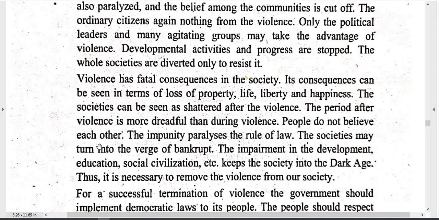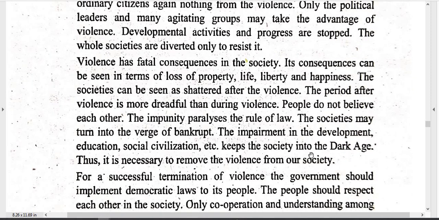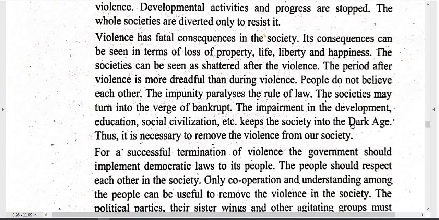People do not believe each other. The impunity paralyzes the rule of law. The societies may turn to the verge of bankruptcy. The impairment in the development, education, social civilization, etc. keeps the society in the dark age. Thus, it is necessary to remove the violence from our society.